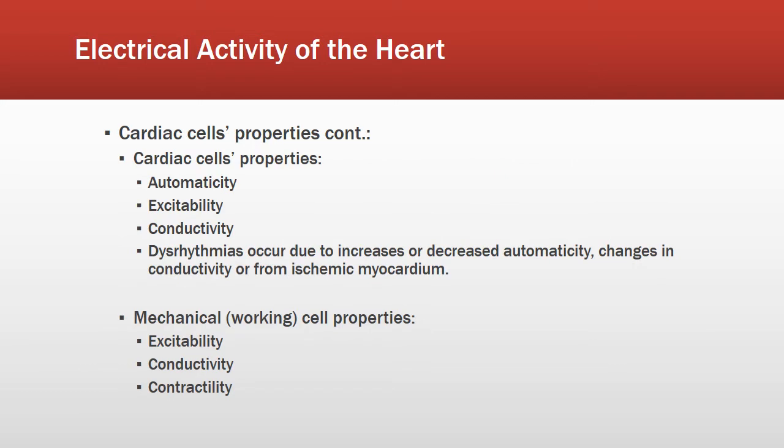Our cardiac cells' properties: each cell possesses properties individualistic to their function. If it's an electrical cell property, they will possess automaticity, the ability to spontaneously depolarize without external stimulation through pacemaker cells. The heart still beats when it is taken out of the body and all nerves are severed. This basically means the heart has the ability to initiate an impulse.